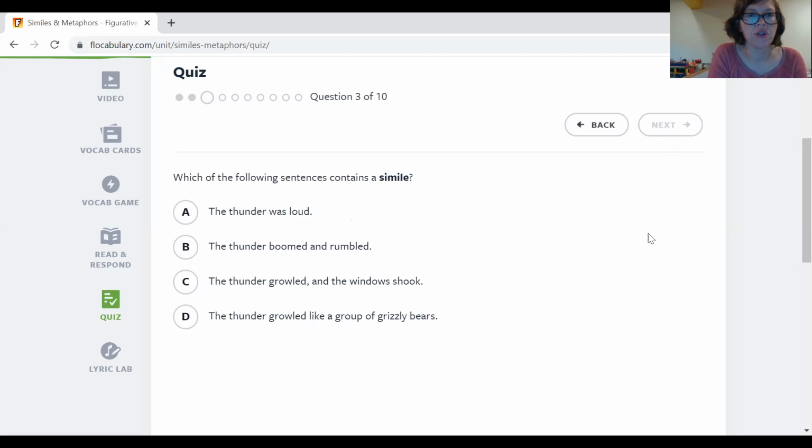Question 3, which of the following sentences contain a simile? A, the thunder was loud. B, the thunder boomed and rumbled. C, the thunder growled and the windows shook. D, the thunder growled like a group of grizzly bears. All right, so choose the best answer, write the letter down.